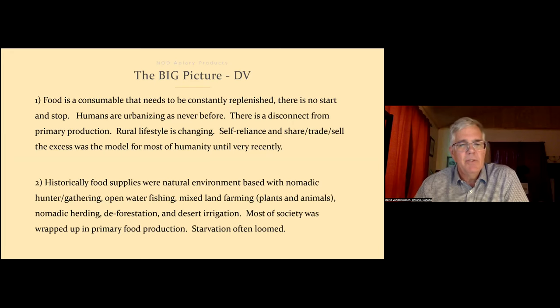And then historically, food supplies came from the natural environment, and it would be self-replenishing in some manner. It was based on nomadic hunter-gathering, open water fishing, mixed land farming of plants and animals, and nomadic herding. There would be a slash and burn methodology, the deforestation. And then when that land was spent, the tribal unit would move to a new area. Or there would be desertification. Whole civilizations have been documented that used to live in desert areas that had complex irrigation systems. And of course, there's the Nile Valley, known as one of the longest running desert irrigation systems. Most of society was wrapped up in primary food production. However, starvation often loomed.